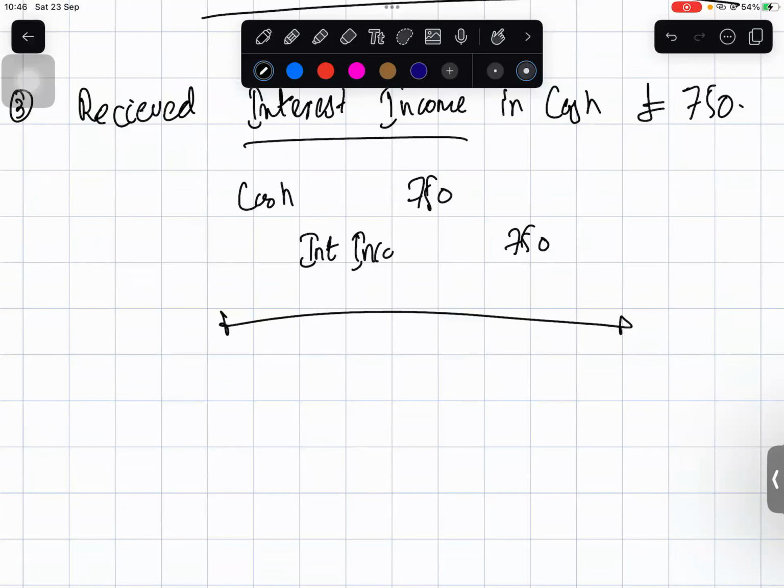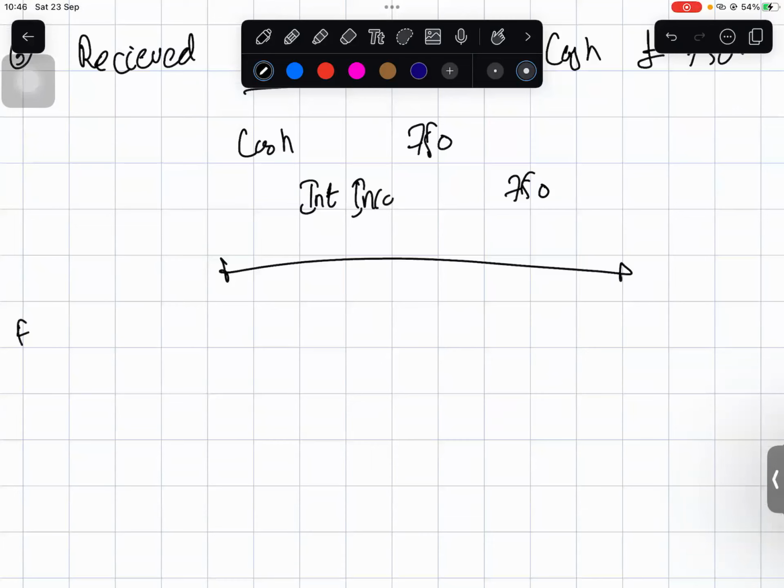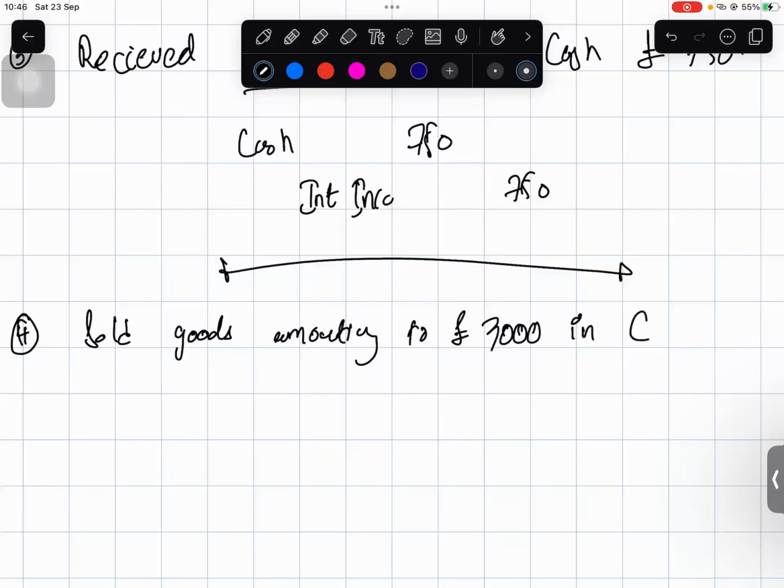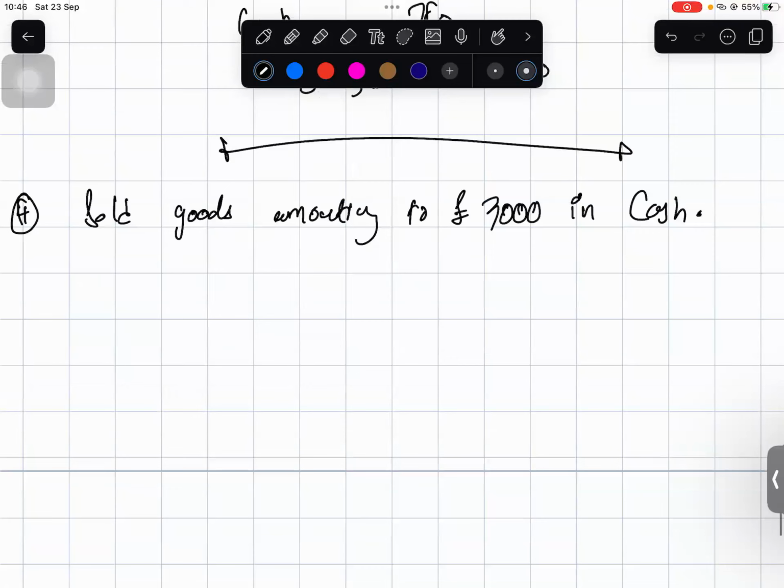All right. Okay, good. Now let's do a few entries which are a little bit on a different side. Let's say you get an entry saying, sold goods amounting to £3,000, again in cash. Give this one a try, Emily. Tell me what would we be doing here.